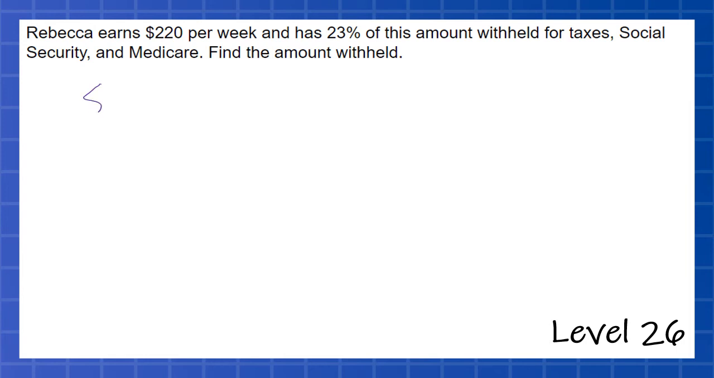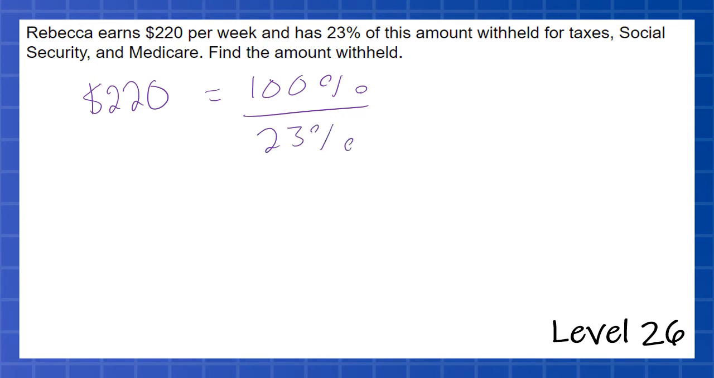If Rebecca makes $220 per week, and 23% of this is 100% of her money. If 23% of her money is withheld, how much money is withheld? And so this is going to be a pretty straightforward cross multiplication. Notice that I put both the monies on the left and the percents on the right. You could have done it top and bottom, but everything needs to line up. This matches up with that. It also matches up with that.